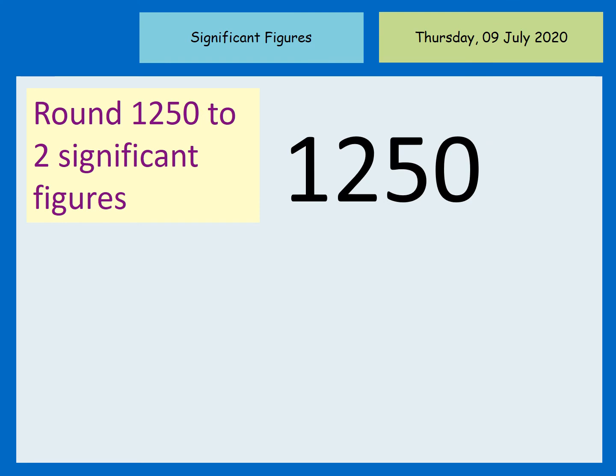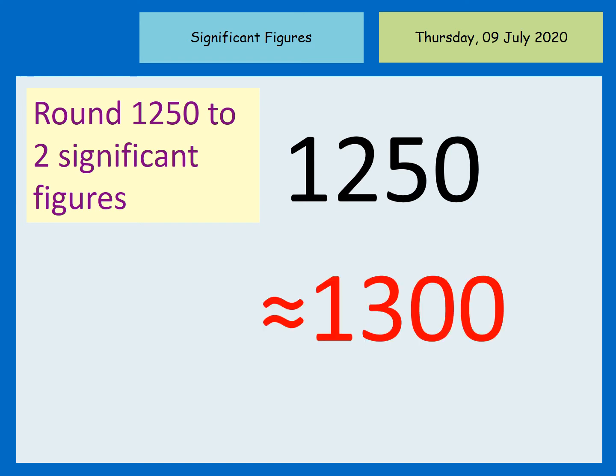For 2 significant figures, we're going to take our second significant figure, which is a 2. We're going to look at the number next to it, which is a 5. Now 5 means we round the number up. So this means our answer would be 1,300.